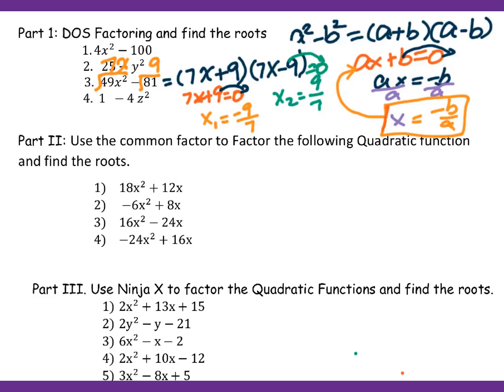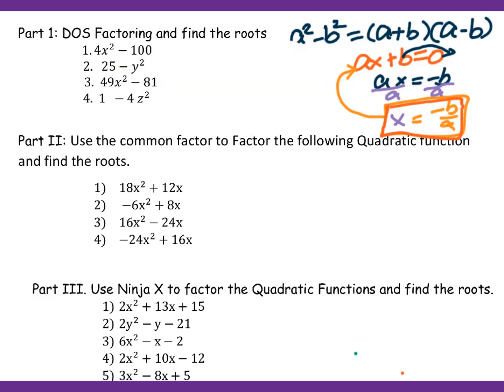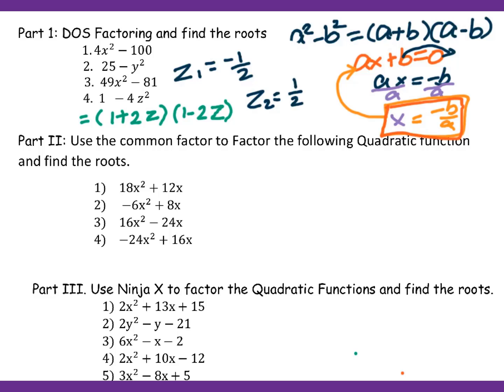Remember this formula: negative b over a, where a is the coefficient of x. So for number 4, I can factor 1 plus 2z and 1 minus 2z. Therefore, z1 equals negative 1 over 2, and z2 equals positive 1 over 2.